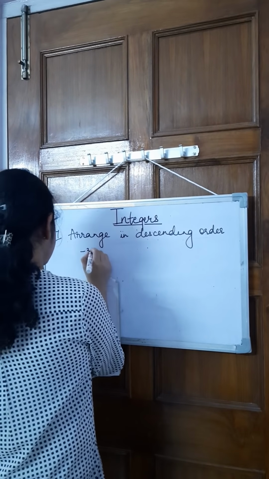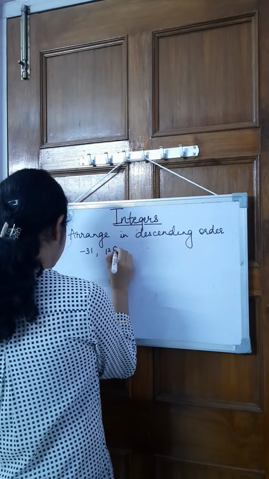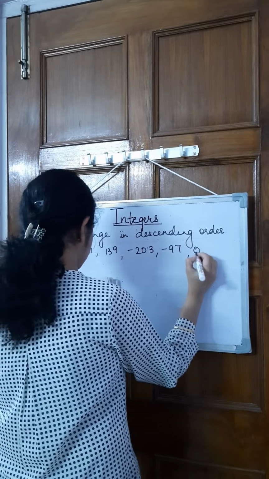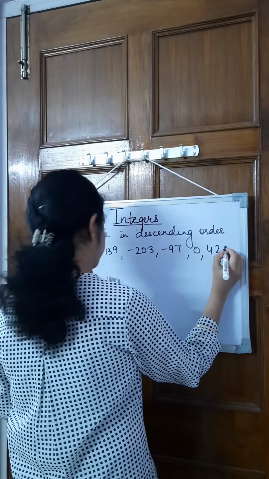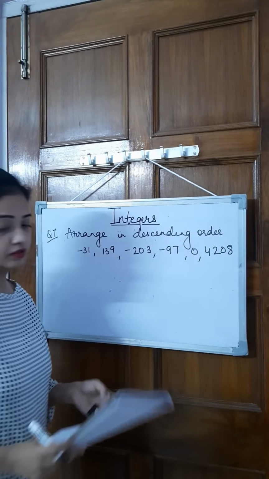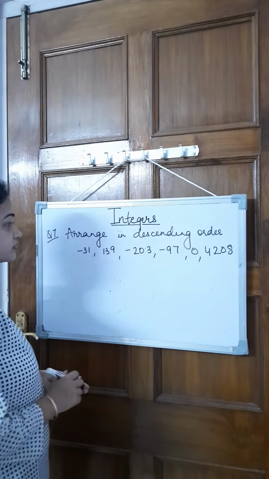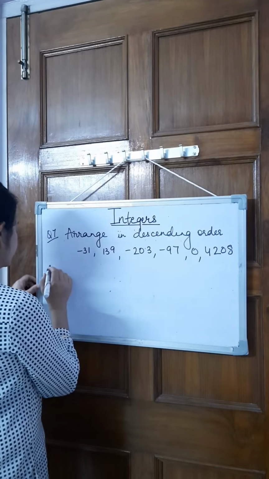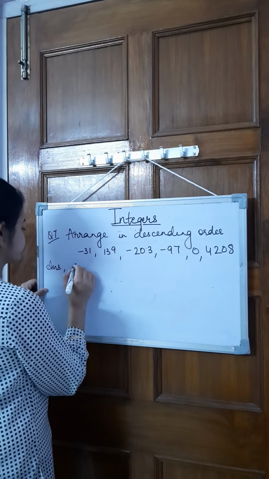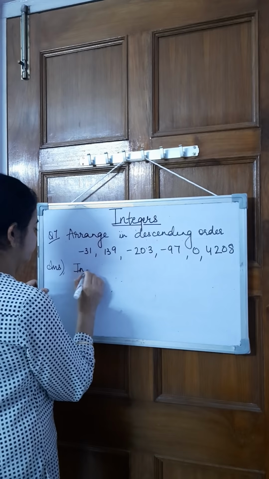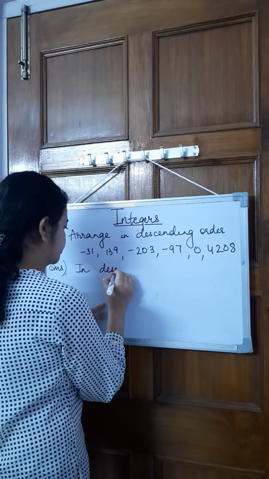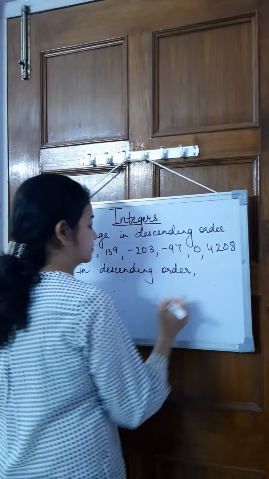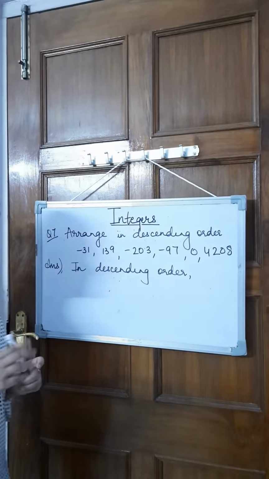So the numbers here are minus 31, 139, minus 203, minus 97, 0 and 4208. In this case, if they are asking you to arrange in descending order, descending means from bigger to smaller. So in descending order, how can we compare them?